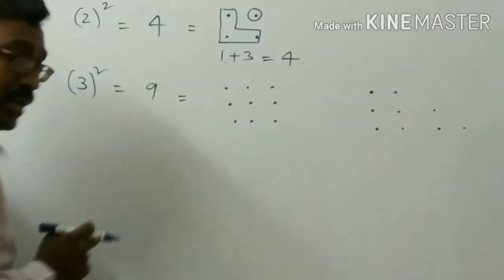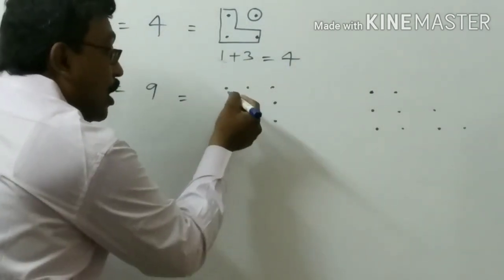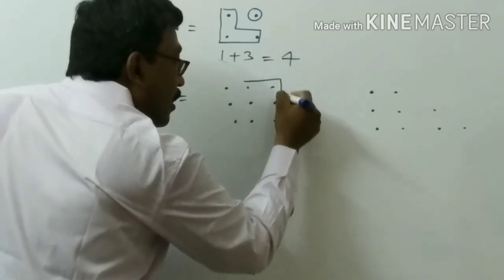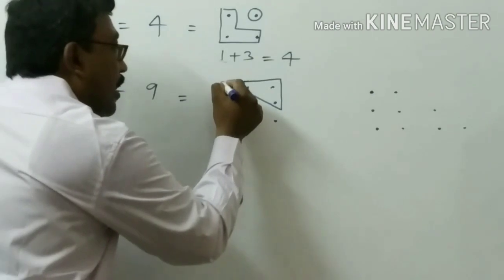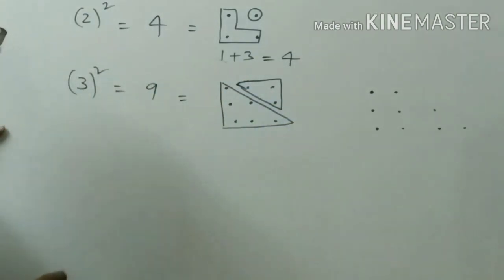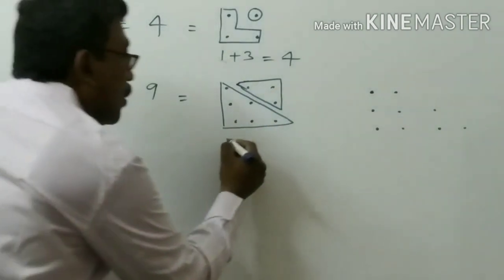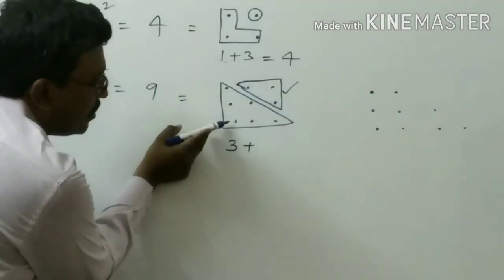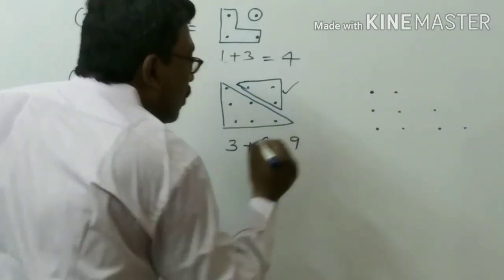Now 3 square is 9. Then here, how to find out the relation between this and this? See, here 3 numbers are there, and here 5 dots are there. So here total, how many dots are there? 3 plus, here how many dots are there? 3 plus 2 plus 1, 6 dots are there. So 9.